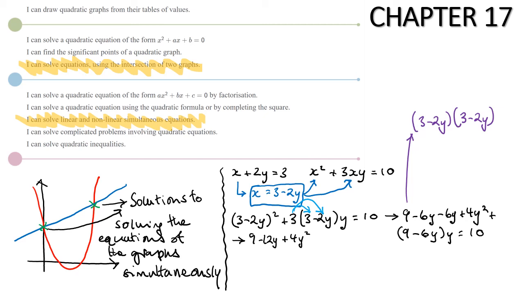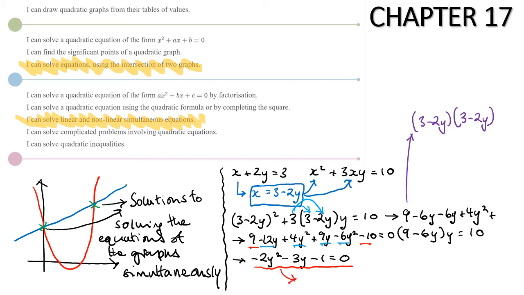Then expanding the second bracket, so I've got plus 9y minus 6y squared, and then I'm going to bring the 10 across like that. I want it to look like a quadratic, so simplifying that, I will have negative 2y squared, okay, so that's that and that put together. Then I've got minus 12y plus 9y, which is going to give me negative 3y, and then I've got 9 there, take away 10, so it's going to be minus 1 equals 0.